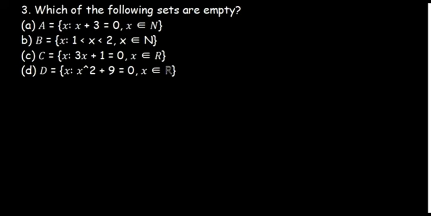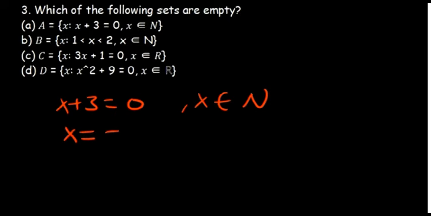x is such that x plus 3 is equal to 0. So the member of the first set must satisfy that equation, and x should also be a member of the natural numbers. Natural numbers are counting numbers going up: 1, 2, 3, 4, and so on. But what value of x satisfies that equation? x is equal to negative 3. So that is our possible member.